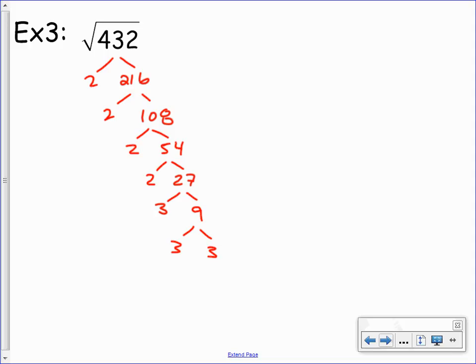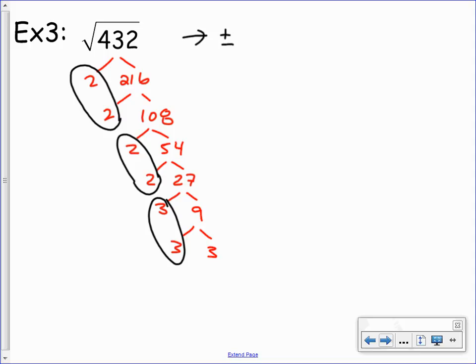We're looking for pairs. So only the pairs of the prime numbers. You're not looking at any of these composites. So just circle the prime numbers that have a pair, like there and like there. So this is plus or minus. We have a set of 2, a set of 2, a set of 3, and one 3 is all by himself. When you bring them outside the house, if there are multiple factors, just multiply.